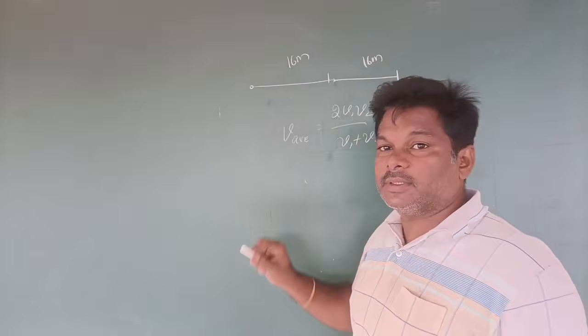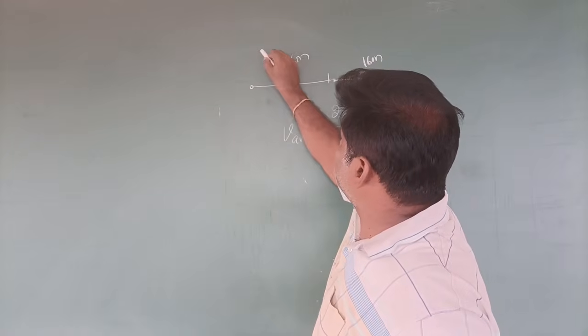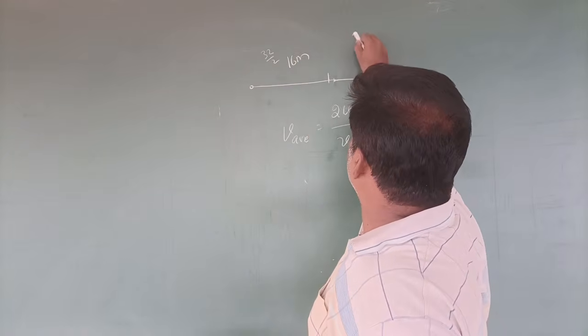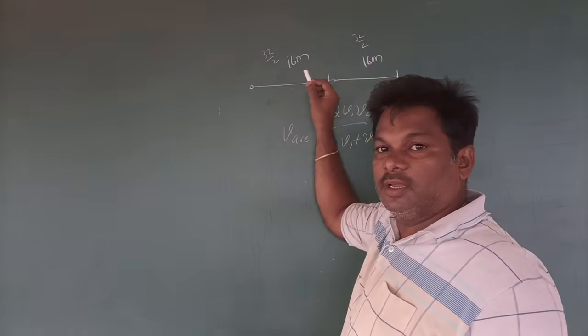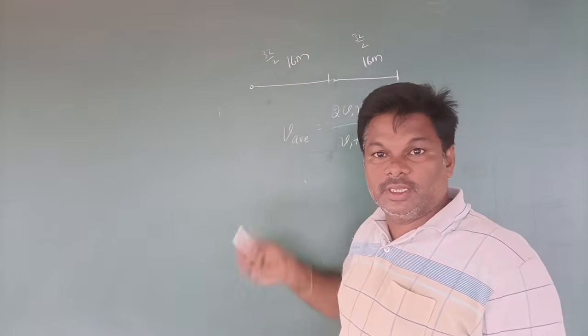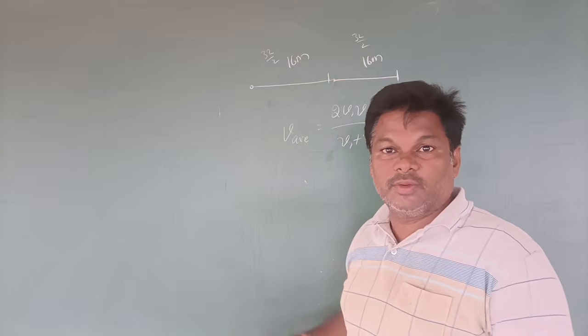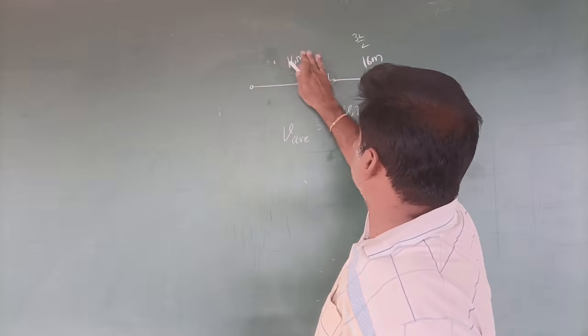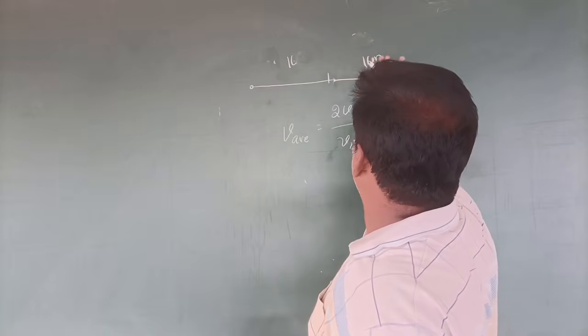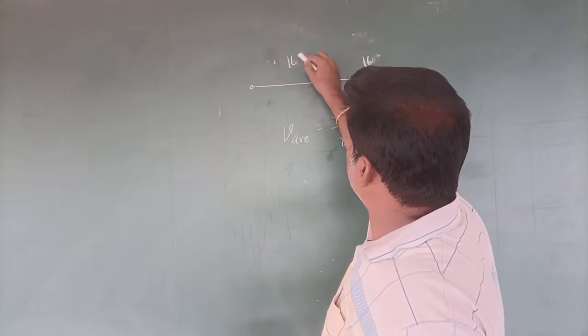Here also is a similar one. It is equal to 32 by 2. If 32 is the full distance, then half of the distance it covered with one velocity, and the second half of the distance it covered with another velocity. That velocity you can find here by considering this one.